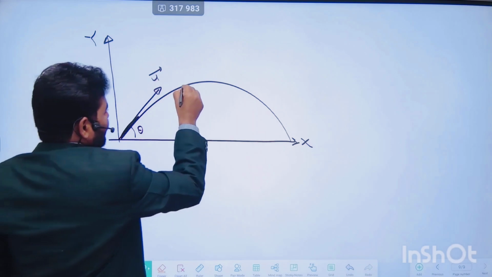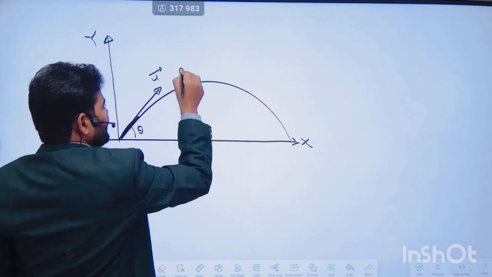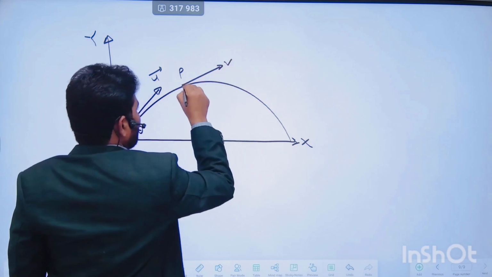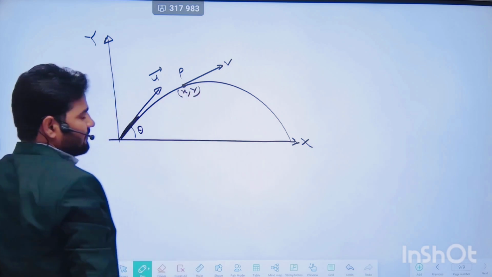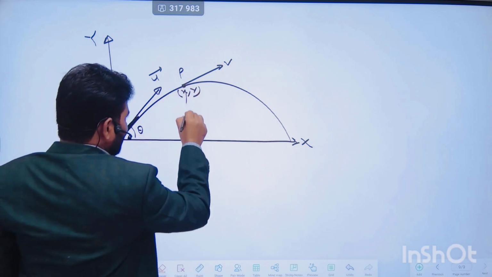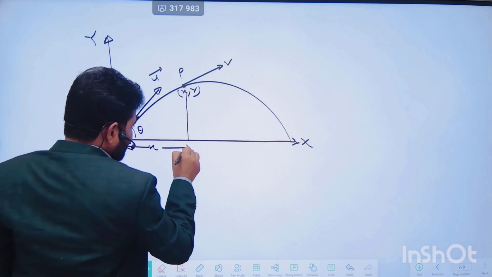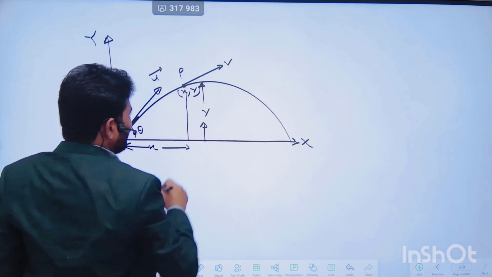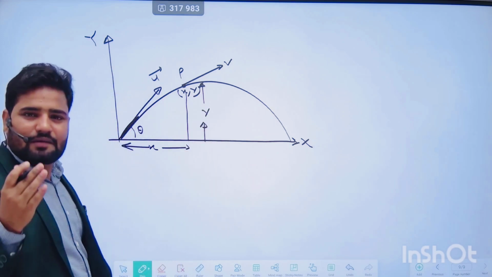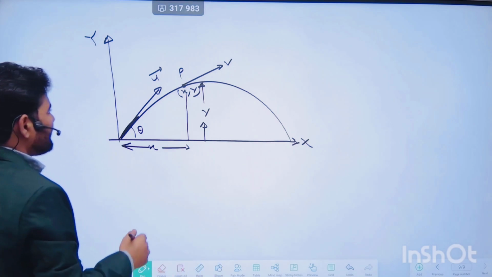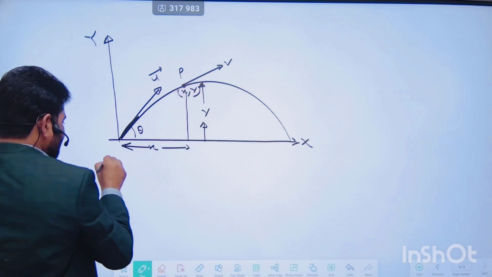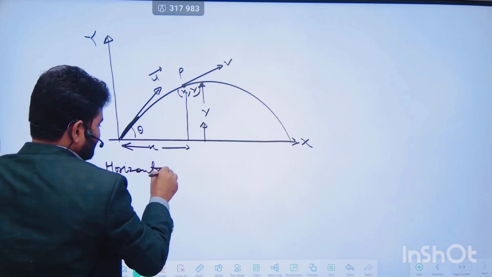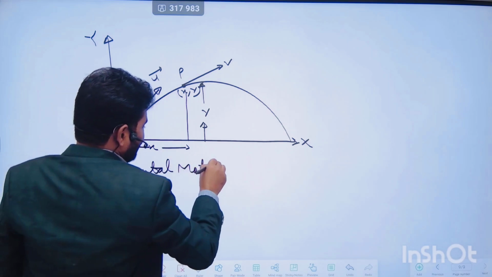So let's say, for example, at any general point, the projectile reached a point P, and it has a velocity v, and its coordinates are x comma y. So this is your horizontal displacement, that is x, and this is your vertical displacement, that is y. So again, we are going to consider the vertical motion and horizontal motion.